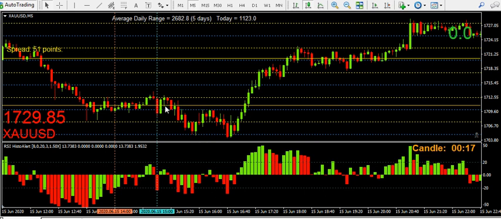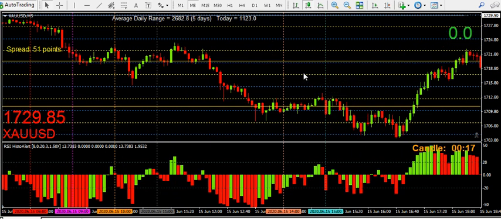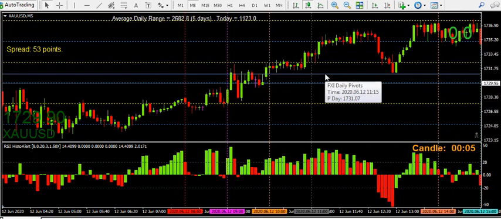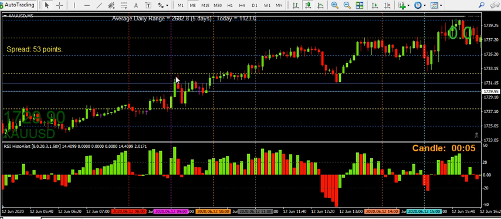So gold is a beast. You don't necessarily have to choose gold just because I'm looking at it, but I just like the way it moves. I haven't traded it for a while. Got Carlos to thank for that from Twitter. So we're waiting for long opportunities here.